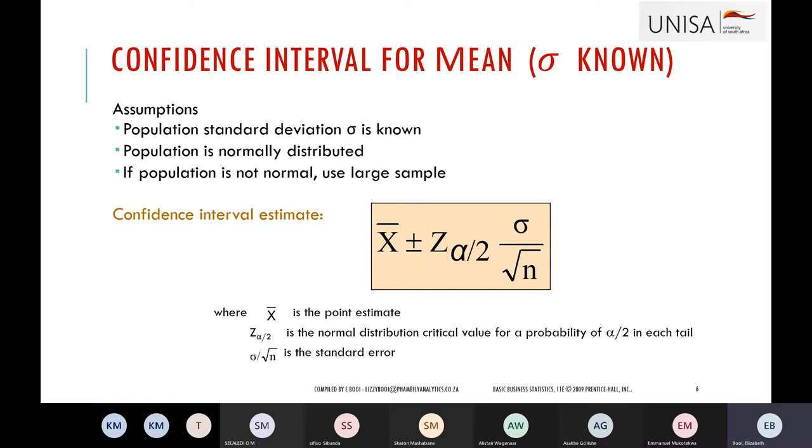And in order for us to find the confidence interval, we use the formula: the point estimate plus or minus the critical value times the standard error. Our point estimate for the mean when the population standard deviation is known is x bar. Plus or minus, because we have the upper limit and the lower limit of the confidence interval, times the critical value. Since the population standard deviation is known, we use the Z table, and we find the critical value by using the confidence level, which is 1 minus alpha, where alpha is your level of significance, times the standard error, which is the population standard deviation divided by the square root of your sample size.